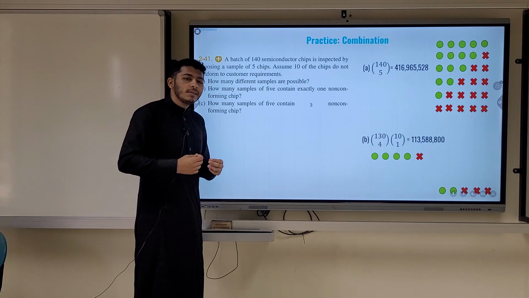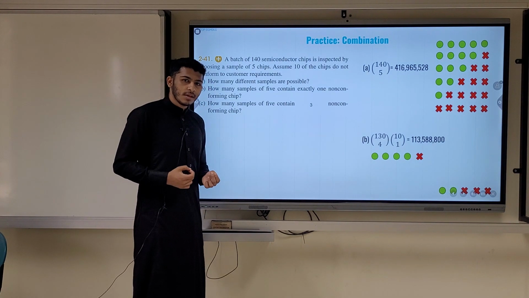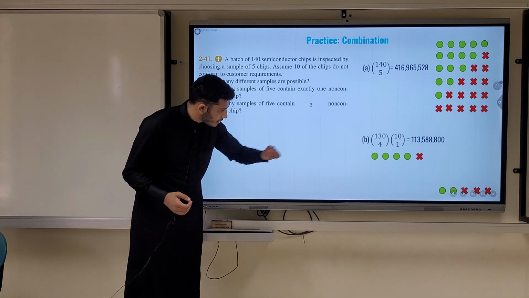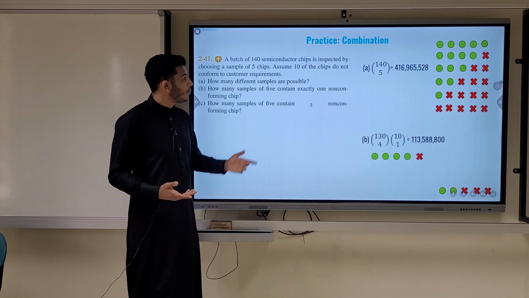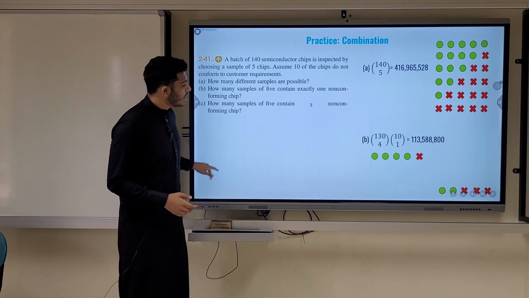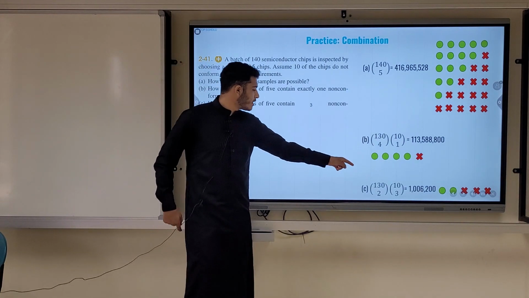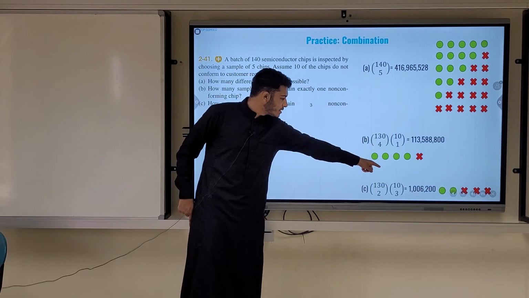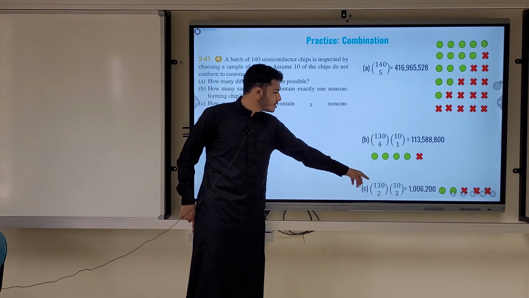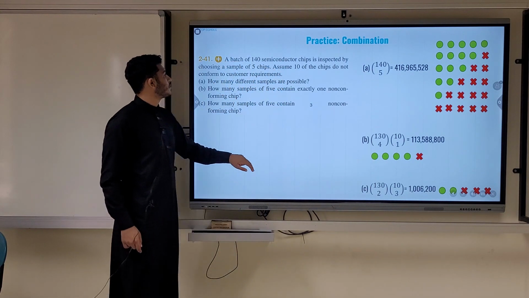Now, how many non-conforming do we need? We need 3, as shown there. How many do we have? We have 10 in the batch. So we're going to do something like this, where 130 choose 2 and 10 choose 3, and you're going to multiply them with each other, you get this number at the end.